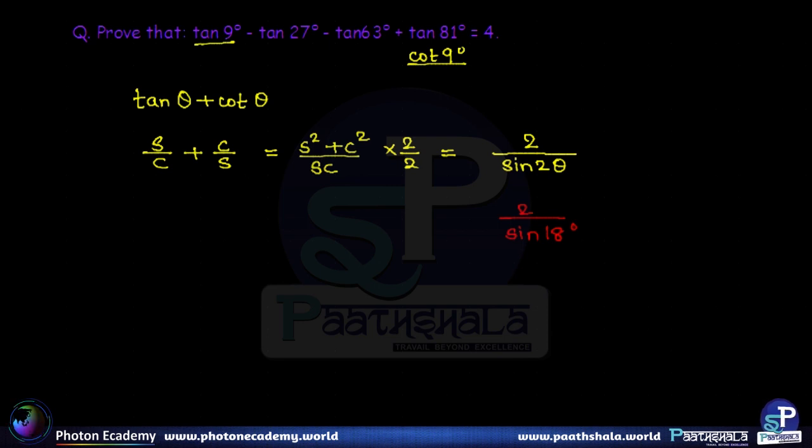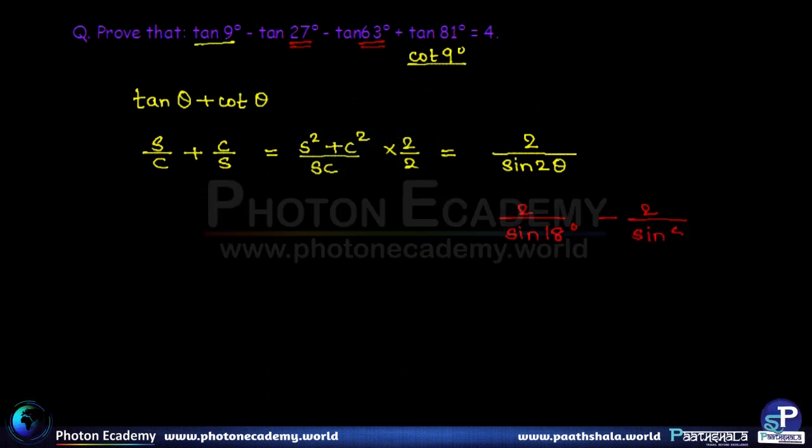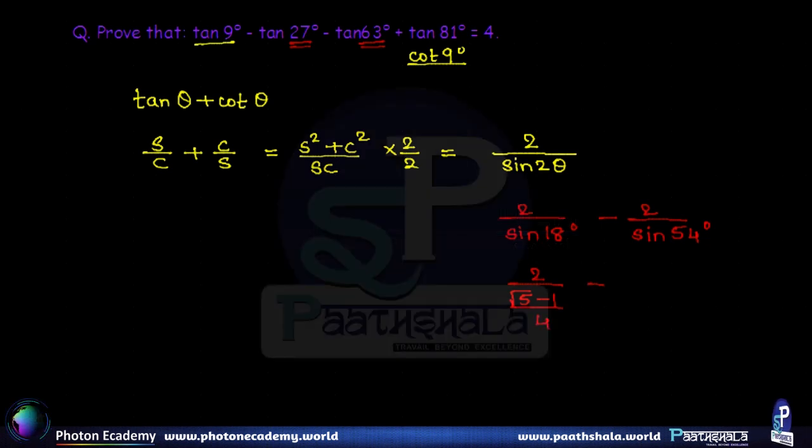And similarly, you can see that 27 and 63, they add up to 90. So this formula will be applicable for that as well. So that is minus 2 upon sin 27 2s are 54, so 54 degrees. So this is 2 upon, we know sin 18 is root 5 minus 1 upon 4, minus 2 upon sin 54. Sin 54 will be cos 36, and that is root 5 plus 1 upon 4.